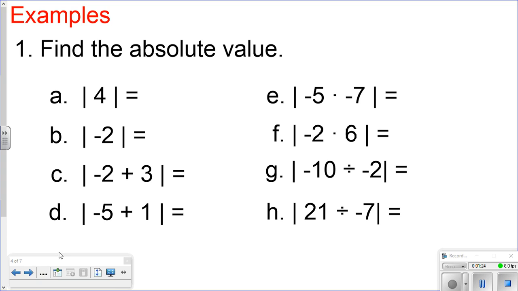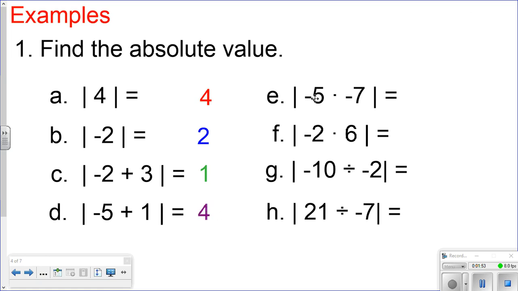So some examples. The absolute value of 4 is 4. The absolute value of -2 is +2. The absolute value of -2 plus 3: well, -2 plus 3 is 1, and the absolute value of 1 is 1. The absolute value of -5 plus 1: well, -5 plus 1 is -4, and the absolute value of -4 is 4.